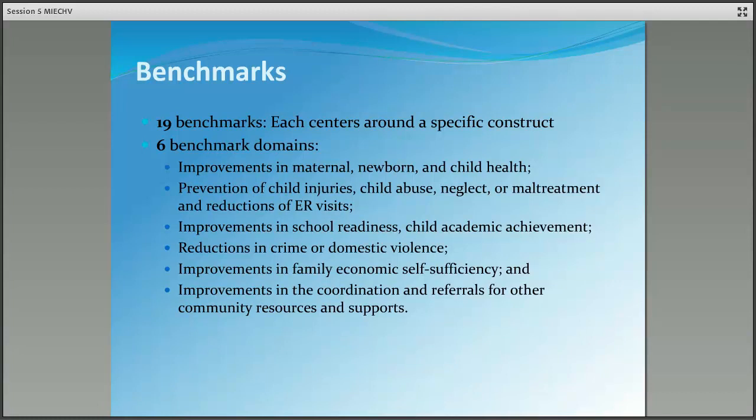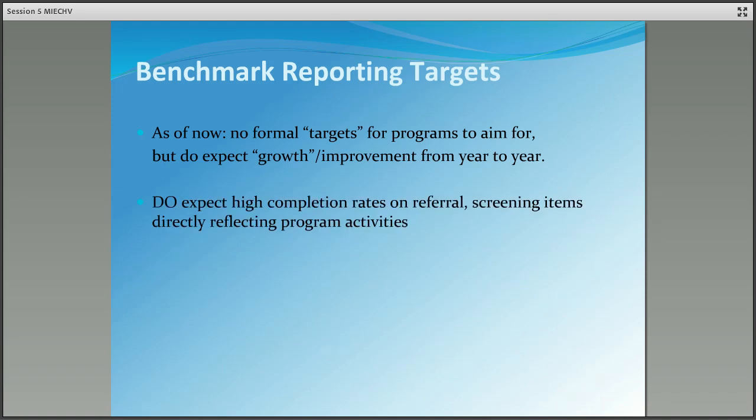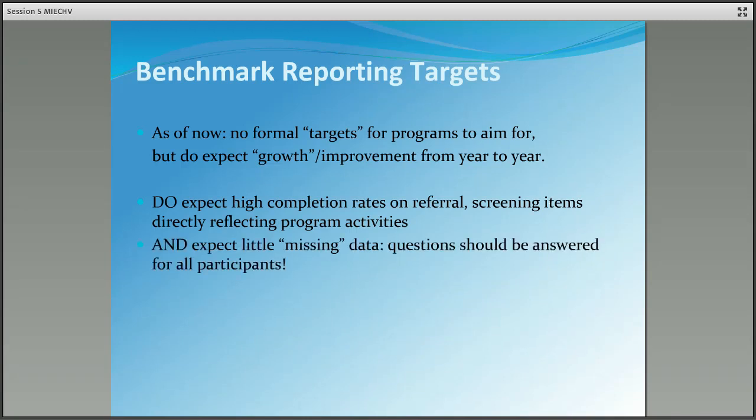You don't have to remember these domains specifically, but they may help you think about what these items are trying to measure. As of now, there are no formal targets for programs to aim for, though it's likely that some growth or improvement from year to year will be expected. However, we do expect that programs will show high completion rates on the referral and screening items that reflect their activities. And we expect relatively little missing data. These items should be answered, not skipped, for all participants.